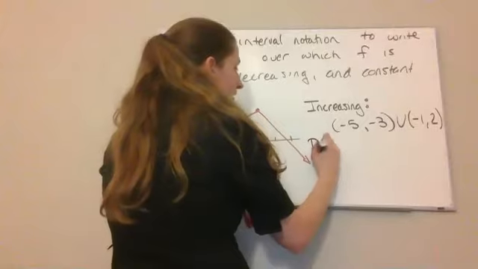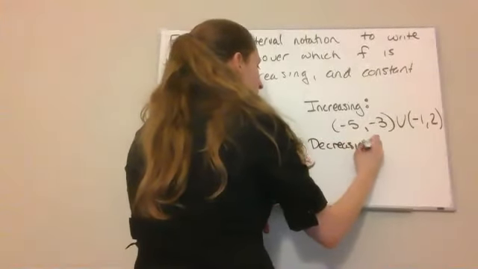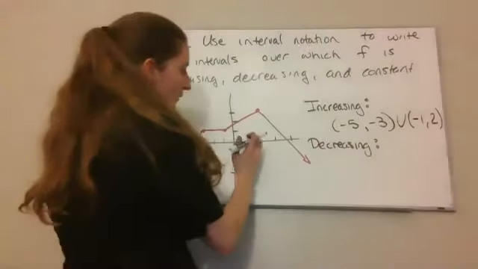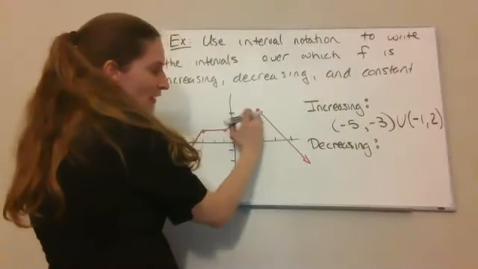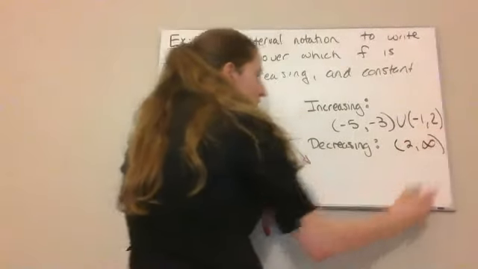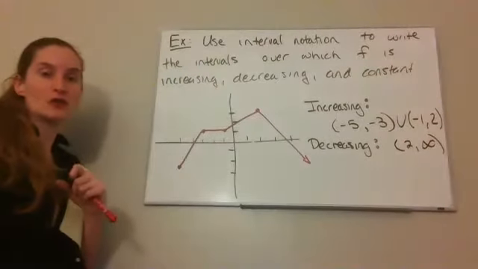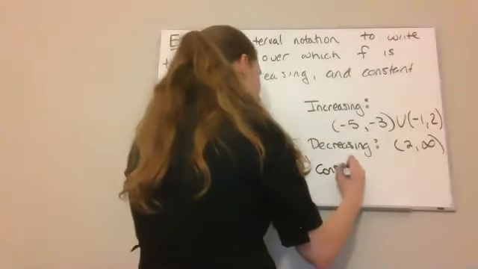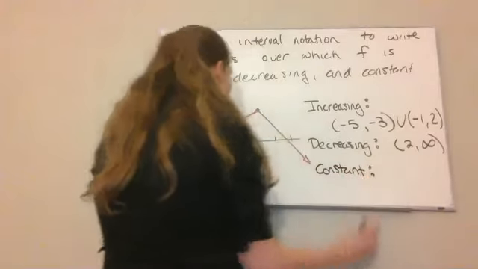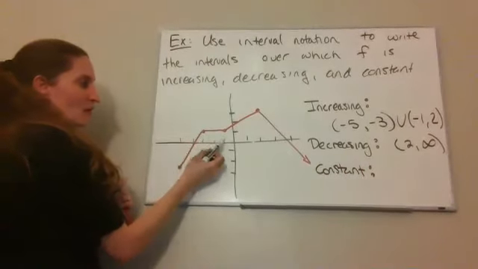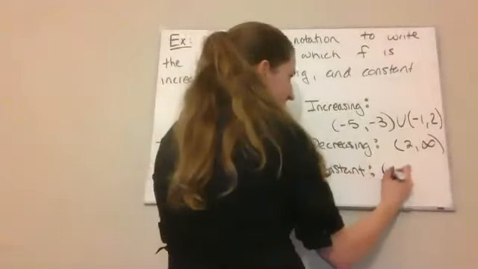How about decreasing? Where is the graph going down? Well, once we reach x equals 2, that's where our graph starts going down. And then it goes down forever. So I get the interval 2 to infinity. And last, where is it constant? That's just asking where it's flat. That just happens on this little piece here between -3 and -1.